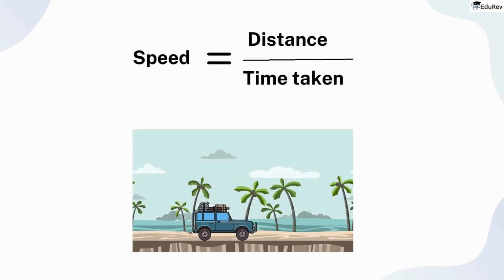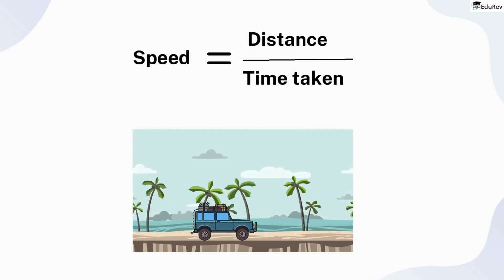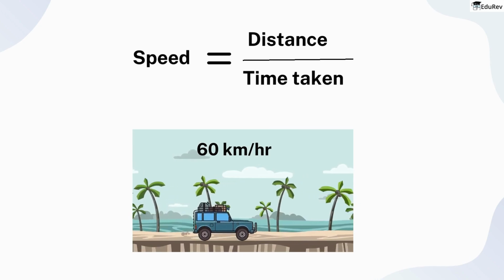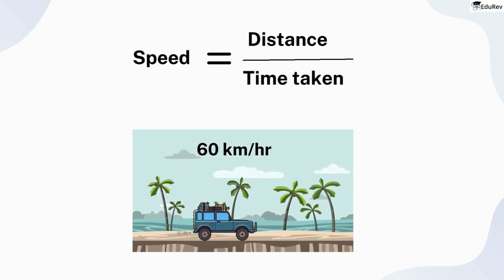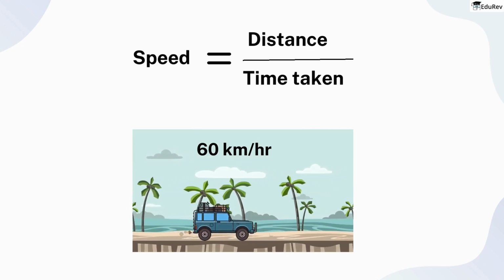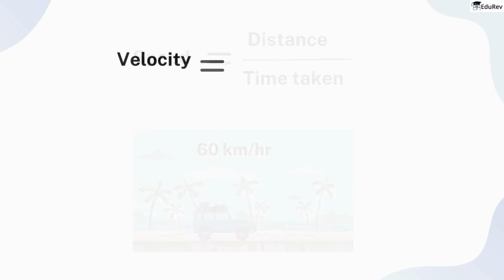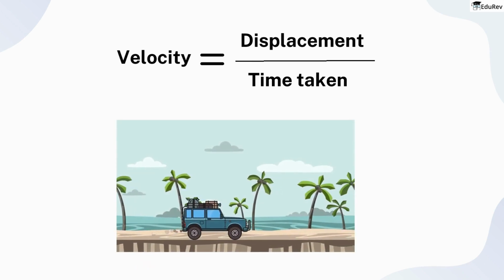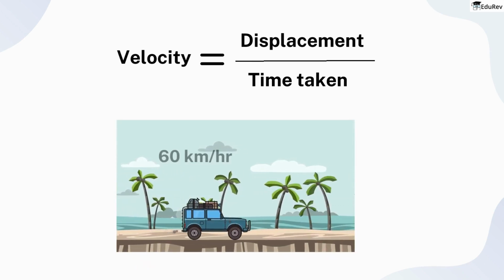Example: imagine a car traveling in a straight line on a highway at a constant speed of 60 km per hour. This tells us how fast the car is moving but doesn't provide any information about the direction in which the car is moving. While velocity is calculated as the displacement, the change in position, divided by the time taken to travel that displacement.